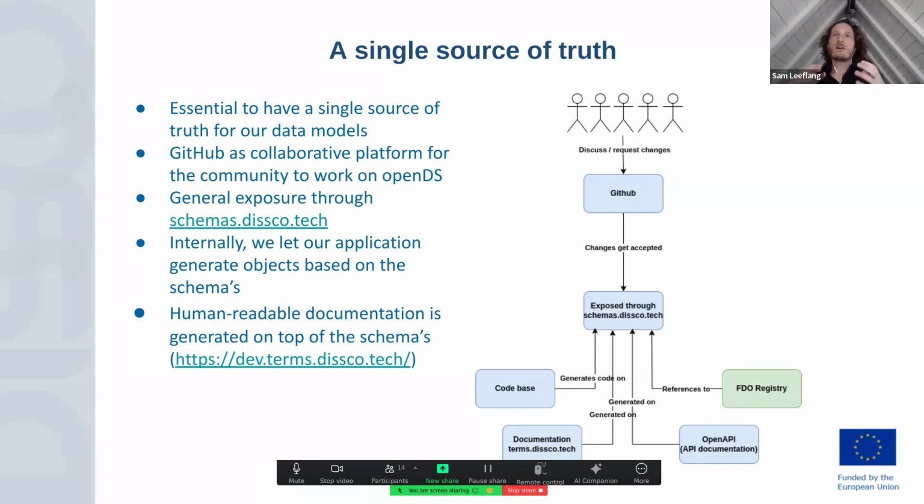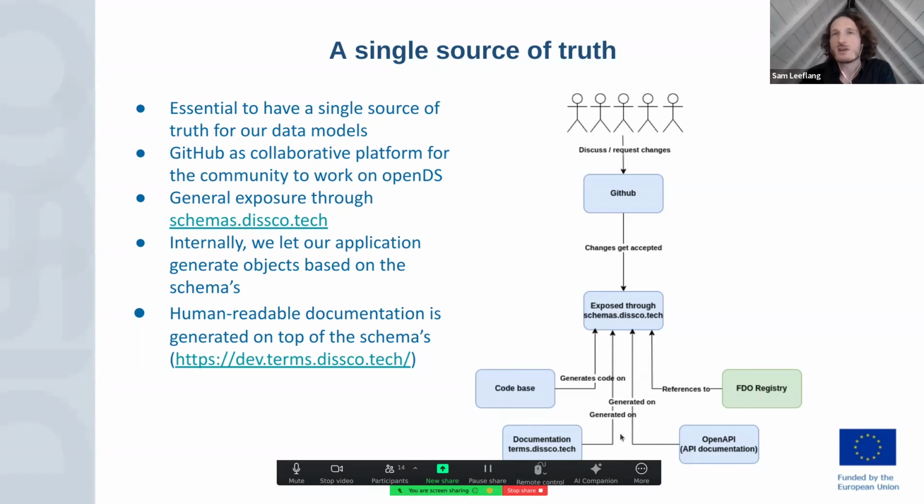When we have agreement on a change in the data model, we can accept this agreement, and it will immediately trigger and be exposed on schemas.DiSSCo.tech. This is basically the home of our data model. They're in JSON schemas, which for humans isn't the best way to read these things. It's a bit cryptic. So based on schemas.DiSSCo.tech, we have generated terms.DiSSCo.tech, which is basically the human readable version of our data models.